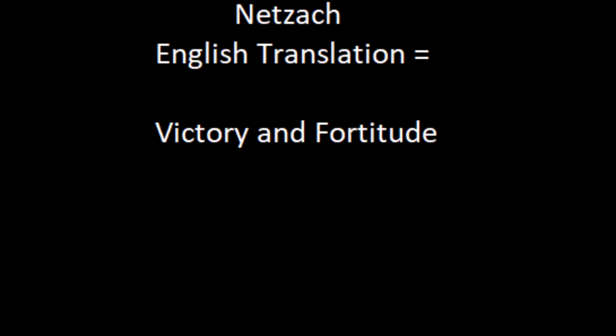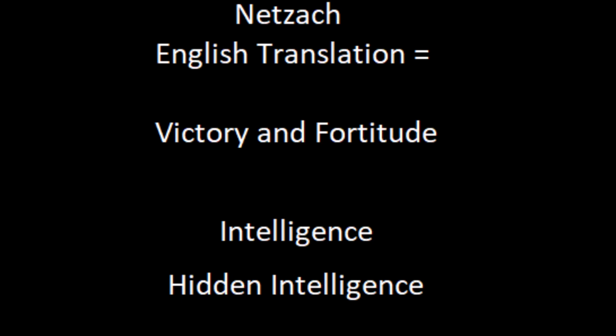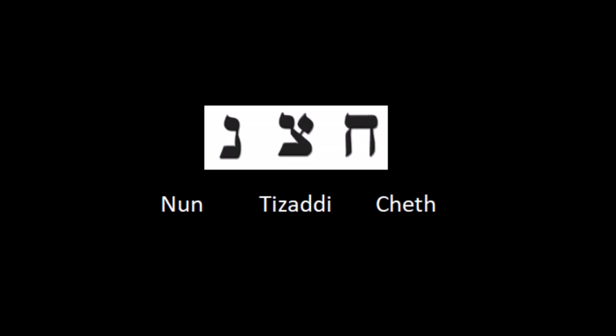Netzach translates into English as victory and fortitude. The intelligence of this level is called the hidden intelligence. The Sefer Yetzirah puts it this way: for it pours forth a brilliant splendor onto all intellectual virtues, which are looked upon with the eyes of the spirit and the ecstasy of faith. The Hebrew letters that form Netzach's name are Nun, Tzadi, and Cheth.